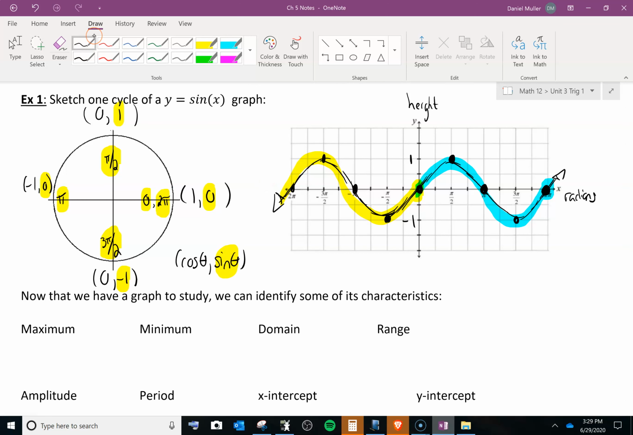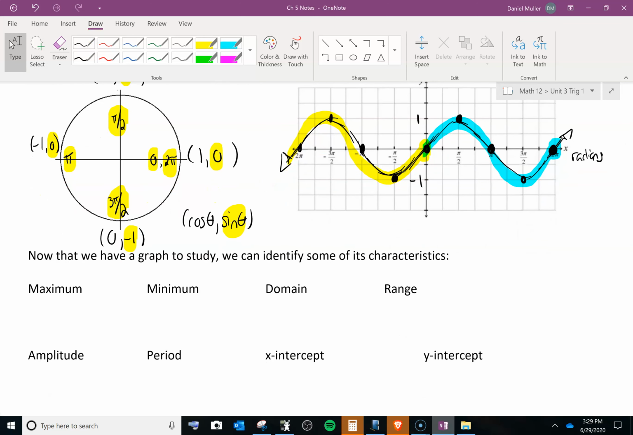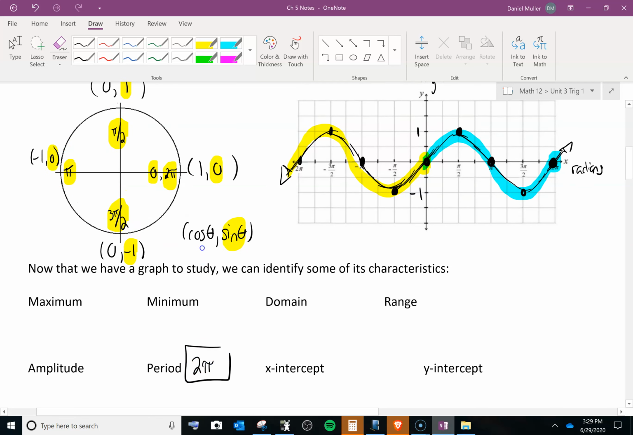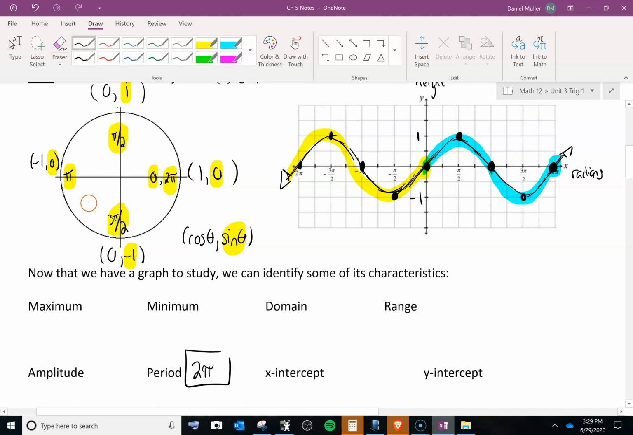And what is that time? Well, that's a full period. A full period is a full time around, which in this case is 2 pi, or 360 degrees. So we went from 0, pi over 2, pi, 3 pi over 2, to 2 pi, and then we started repeating ourselves. So the distance from here to here is one full cycle. That is 2 pi. So how long does it take to repeat ourselves? 2 pi.